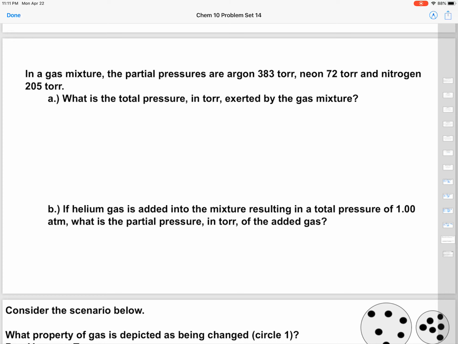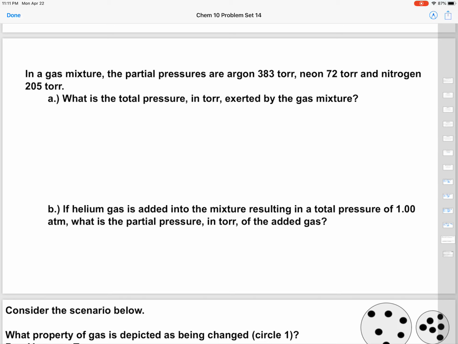Okay. In a gas mixture, the partial pressures are argon 383 torr, neon 72 torr, and nitrogen 205 torr. What is the total pressure in torr exerted by the gas mixture? Okay, so here you've got a bunch of partial pressures that make up a gas mixture.